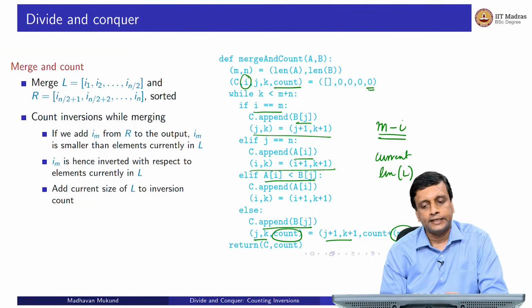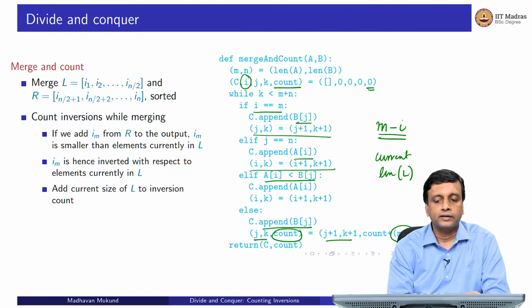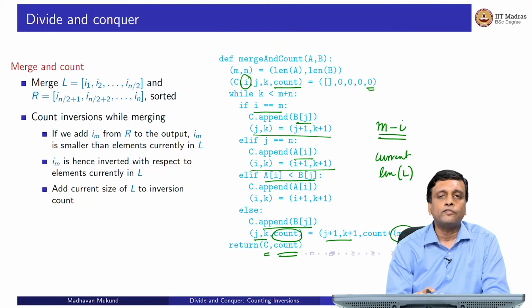So that is the only change I need to make. Keep this count and increment it every time I pull it out. And of course now this merge and count must return this value. So in addition to the merged list, it also returns a count of how many inversions it observed.